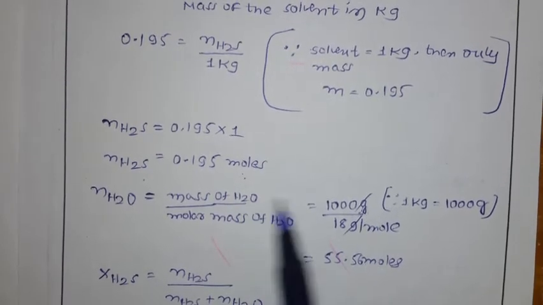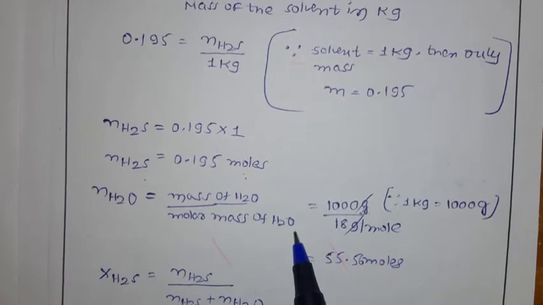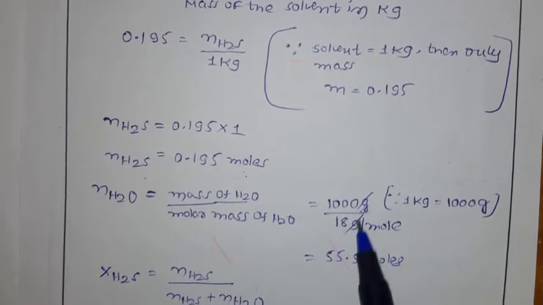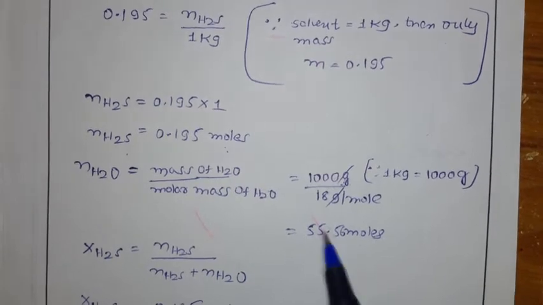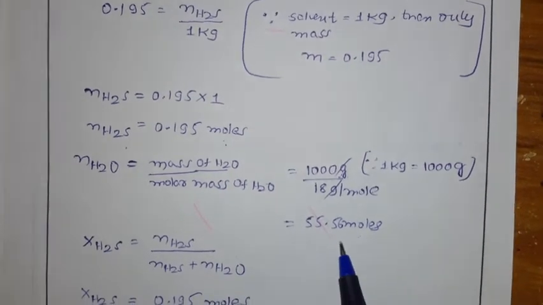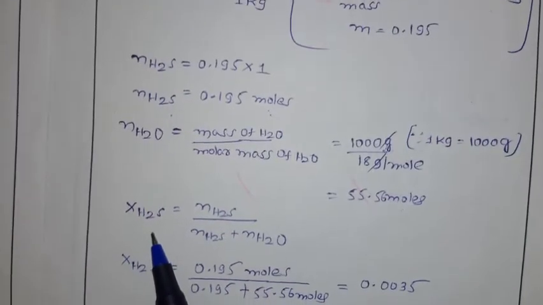Why? Because they ask for mass. The molar mass of water is 18 grams per mole, so grams get cancelled and you get the number of moles of water as 55.5. Now calculate the mole fraction of hydrogen sulfide.